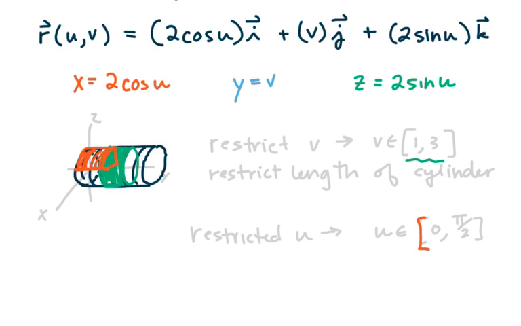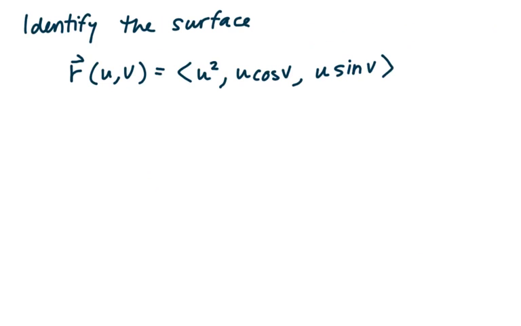Now, you don't have to be able to graph these. I just want you to think about what happens when we create restrictions on that U and V. What does that do to this parametrized vector? Restricting V could restrict the length of this cylinder. Restricting U is going to restrict the curve, the arc that we're seeing show up as part of the cylinder.